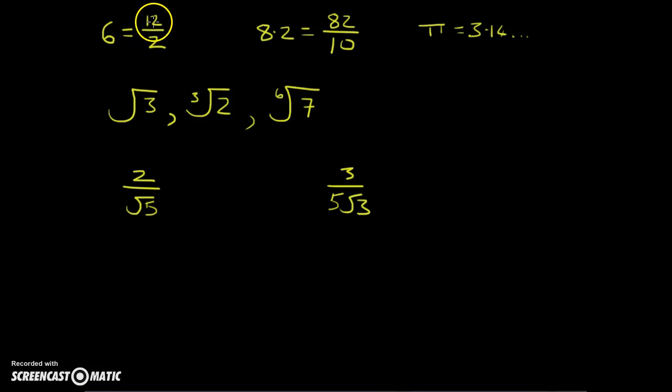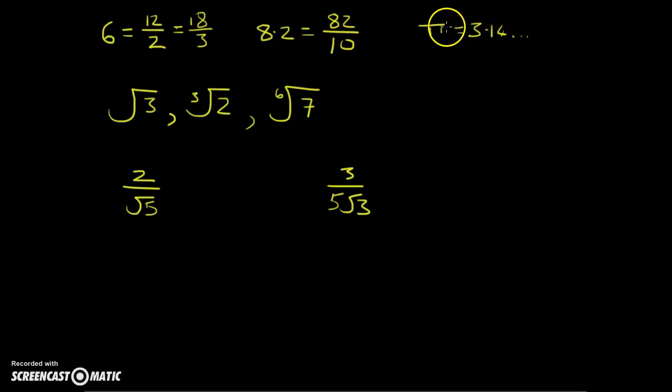So 6 can be defined as 12 over 2. It could also be defined as 18 over 3. So a rational number is a number that can be defined as a ratio or a fraction where the number on the numerator is whole and the number on the denominator is also whole. Here's another example. 8.2 can be defined as 82 over 10. So it's a rational number.